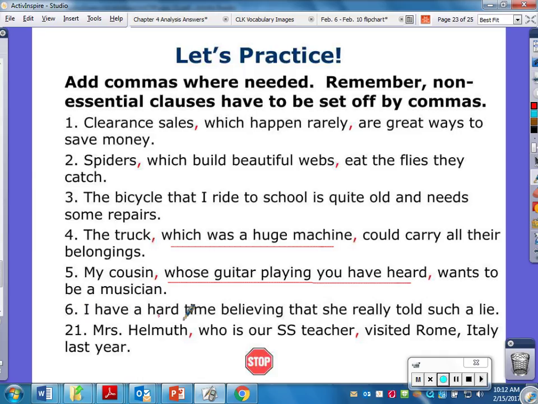Number 6. I have a hard time believing that she really told such a lie. Do we need this clause here? I have a hard time believing what? Believing that she told such a lie. This is essential, so no comma. 21. Miss Helmuth, who was our social studies teacher, visited Rome, Italy. Which Miss Helmuth? Well, the one and only Miss Helmuth. Therefore, this clause is non-essential and has to have commas around it. Knowing where to put commas with essential and non-essential dependent clauses takes time and practice.